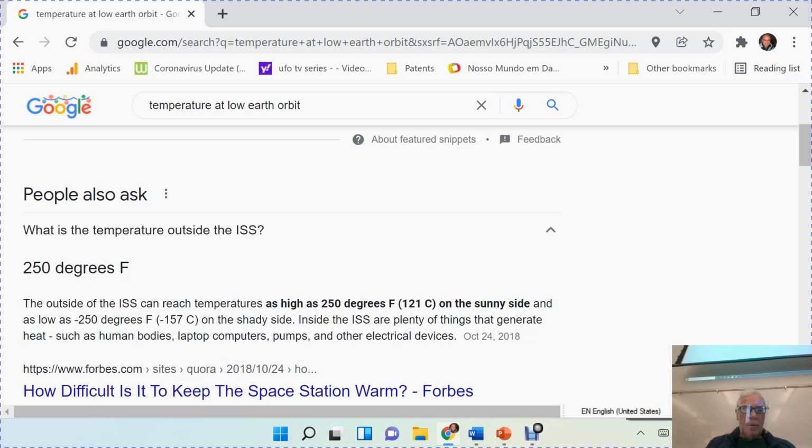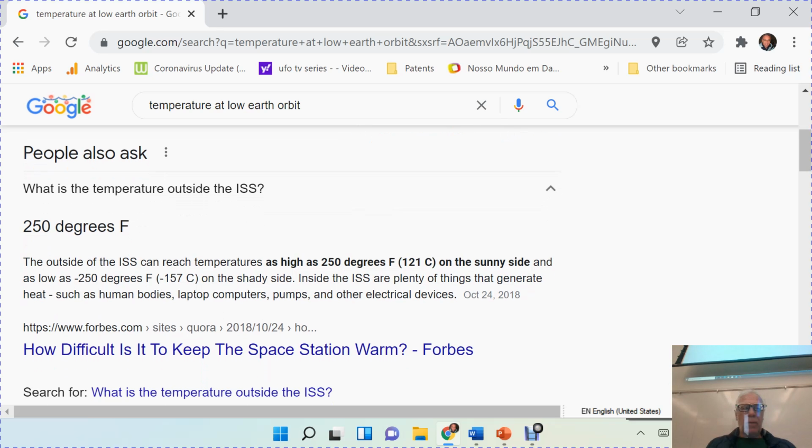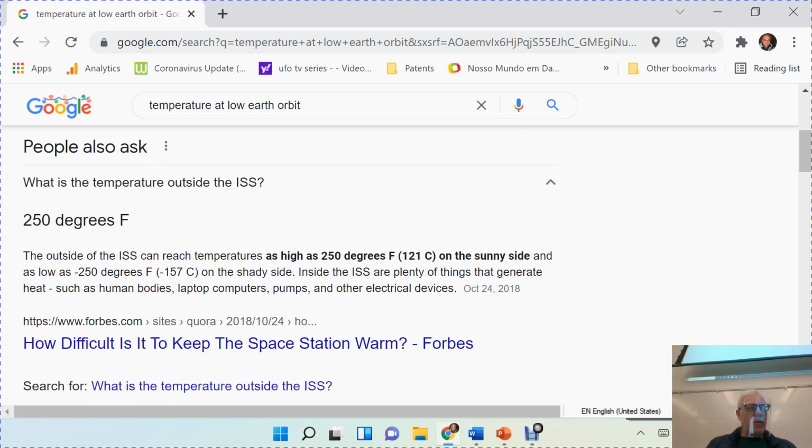And they have to have other things too. They have to have protection against radiation, which is one of the things that generate heat. And you have to be careful too because the human body generates heat. The laptop computers they bring there generate heat. So they have to find a way to take care of that heat, right?